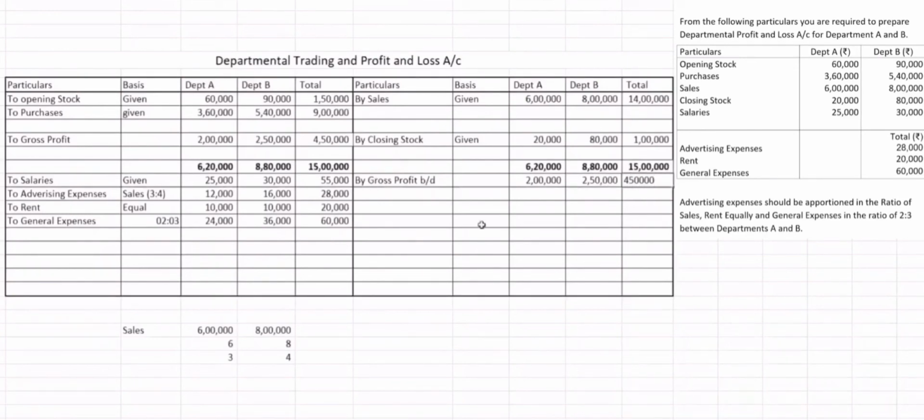Next we'll calculate net profit. So here, if we'll calculate net profit, here it will be to net profit. It will be 2 lakhs minus, I'm taking total of this, it is coming as 1,29,000. If I will take over here, it will be 1,58,000 and in total it will be 2,87,000.